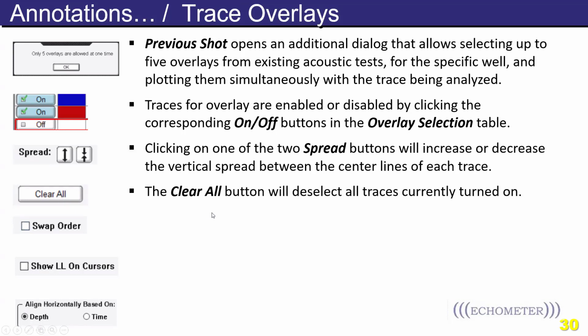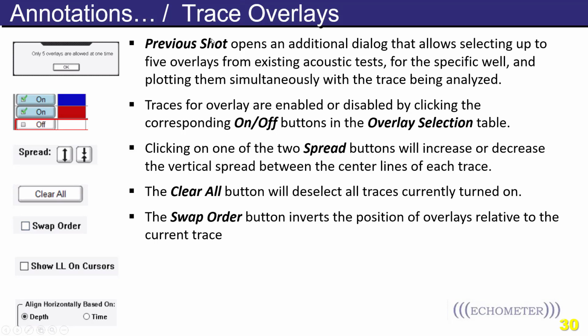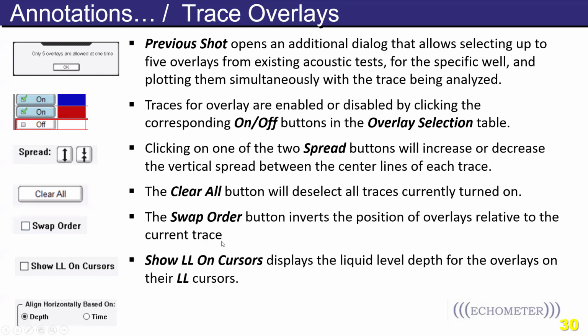You have a clear all button, and I'm gonna cover one example in a few minutes where you can just unselect all the turned-on acoustic traces. You can swap the order, so this will just invert the way the acoustic traces are plotted. And you can show the liquid level distance, and that will be a number next to the LL label on the vertical line, selecting the liquid level for that specific shot. And you can align those shots based on the depth or the time.